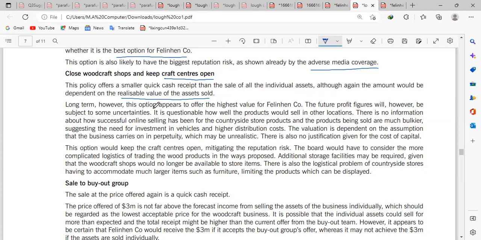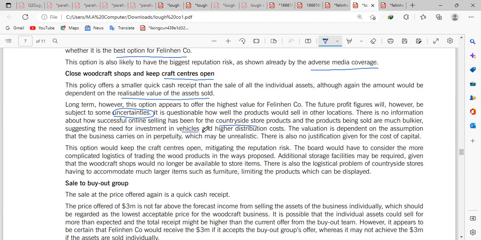Long term, however, this option appears to offer the highest value for the app company. We have seen in the calculations. The future profits figures will, however, be subject to some uncertainties. It is questionable how well the products would sell in other locations. There is no information about how successful online selling has been for the countryside stores and products, and the products being sold are much bulkier, suggesting the need for investments in vehicles and high distribution costs.